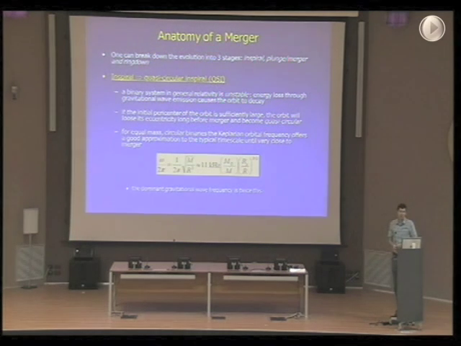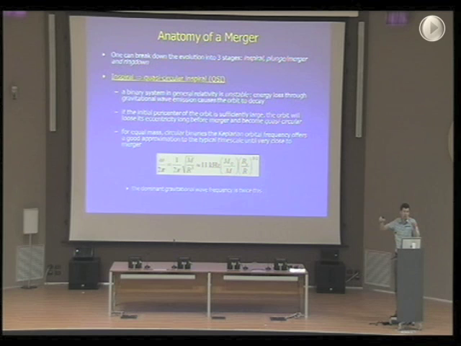Okay, so let me describe black hole mergers now. What happens when two black holes collide? I'm going to break it out into three stages: the so-called in-spiral, the plunge merger where they actually collide, and then the ring down. So the first, the quasi-circular stage.